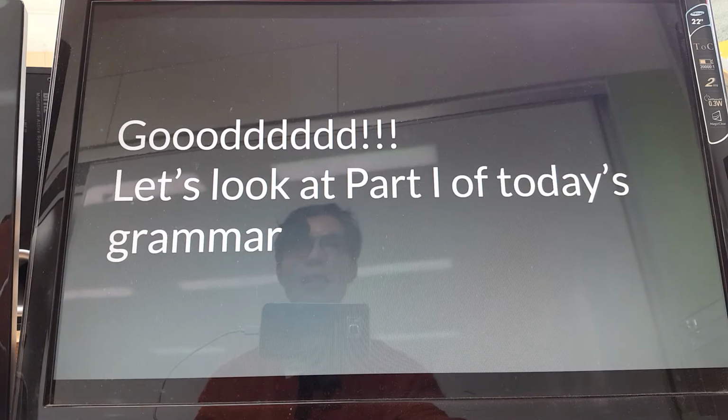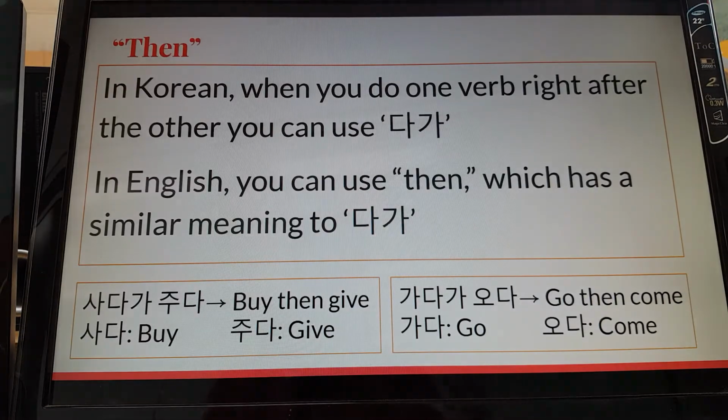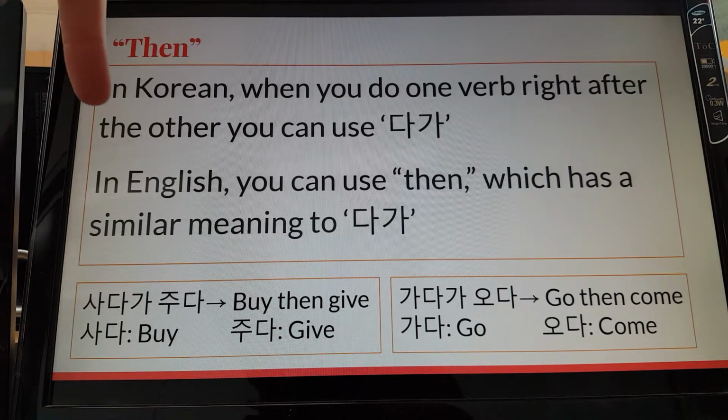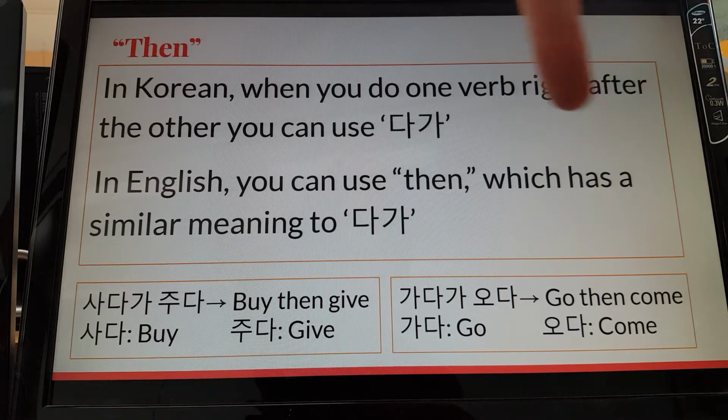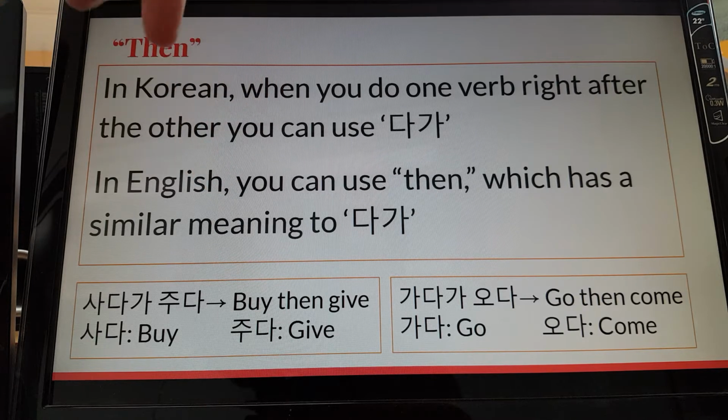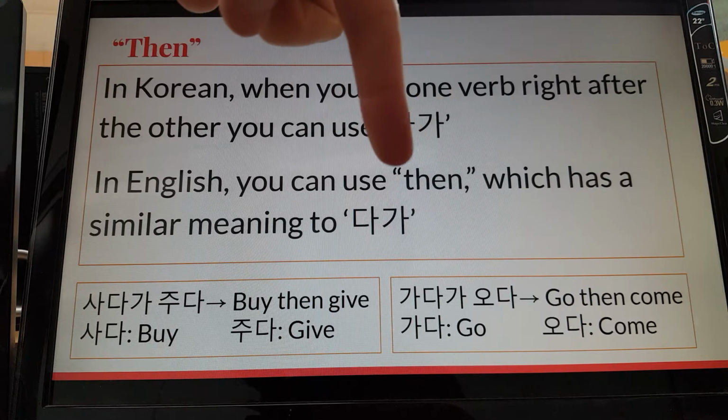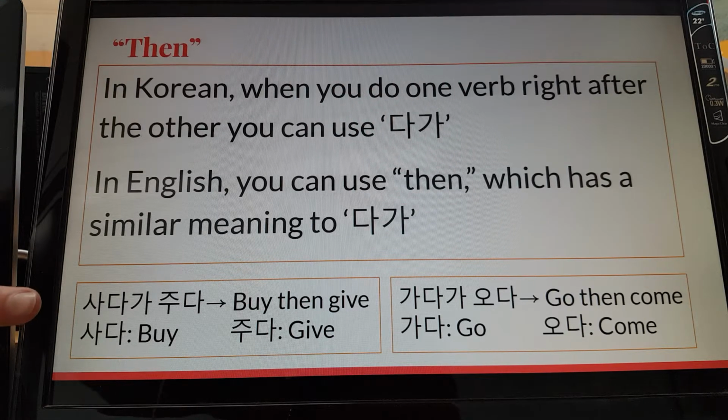All right, let's look at part 1 of today's grammar. Then. In Korean, when you do one verb right after the other, you can use daka. In English, you can use then, which has a similar meaning. So Korean, daka. English, then. Let's look at these examples.